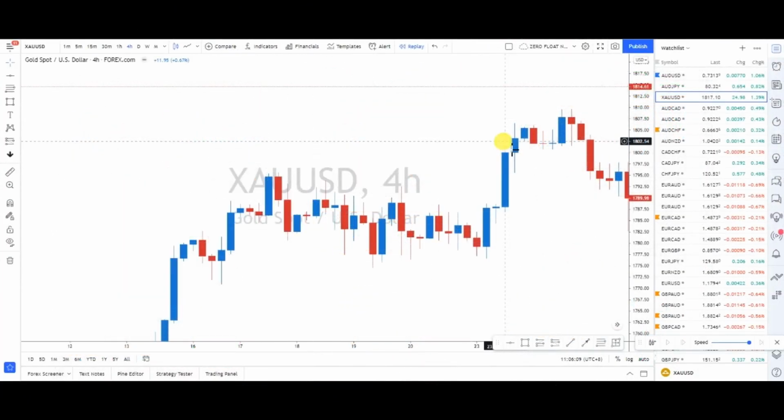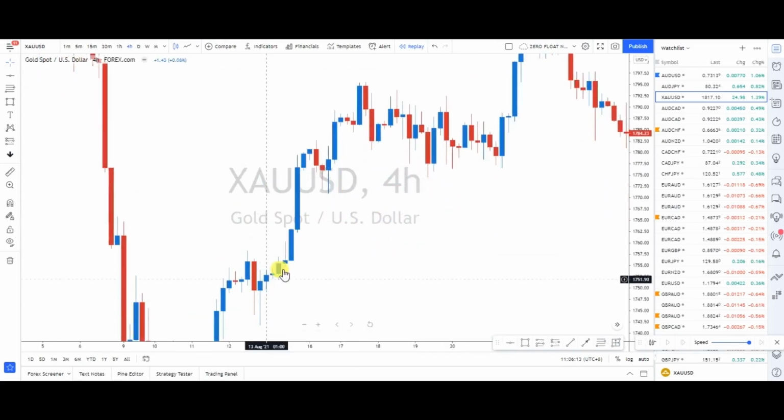Alright, guys, we are currently at the TradingView chart. Here we can see that there's a big movement going on. So we're going to look for a NORA entry in this area.